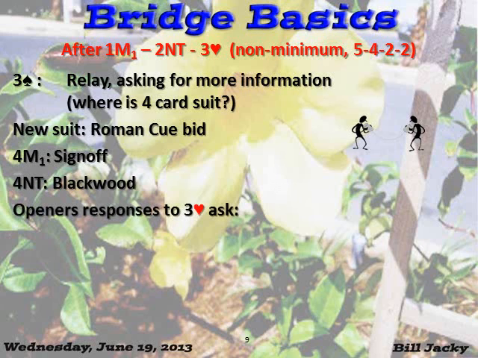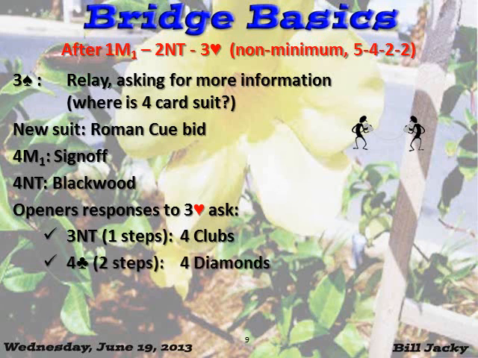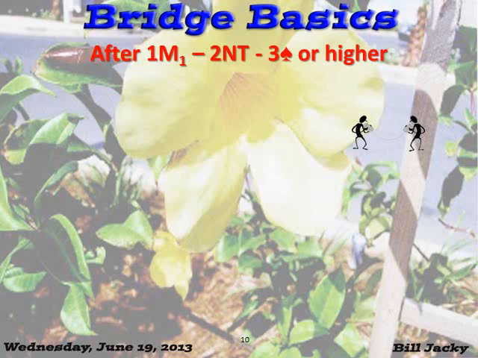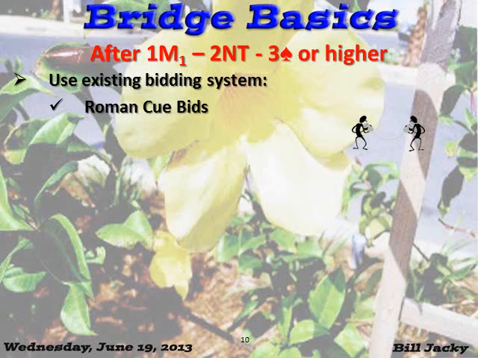Responses are in steps, and I think you can figure out what they'd be. 1 step would be clubs, 2 steps would be diamonds, and 3 steps would be the other major. As you go up the food chain, it becomes easier and easier. After a response of 3 spades or higher, you pretty much know opener's hand. There's not a lot to be said. So the only thing really left is to use the existing bidding system. You can use Roman cue bids. You can go into Blackwood, whatever flavor of Blackwood you want to talk about. And that's all there is to it.